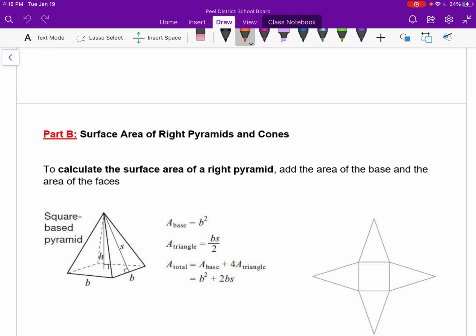And right pyramids basically is just a fancy way of saying that the apex of the pyramid is right on top of the center of that base. So the apex, which is where they meet of the pyramid, is right on top of the center of the base. So the center of that triangle or whatever is at the bottom, and cones, right?